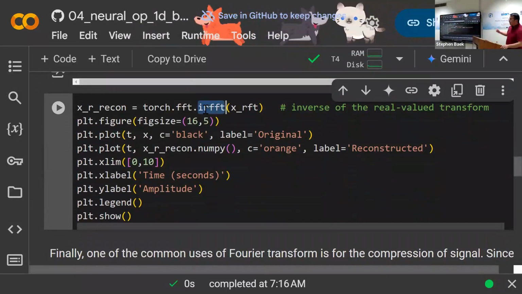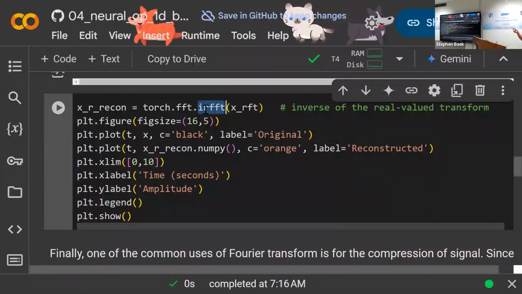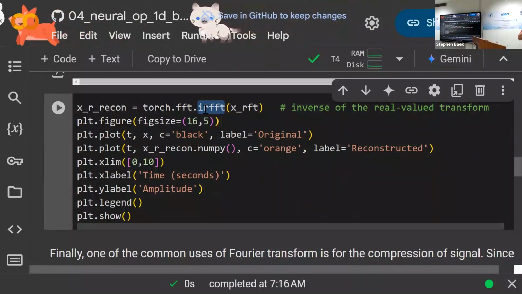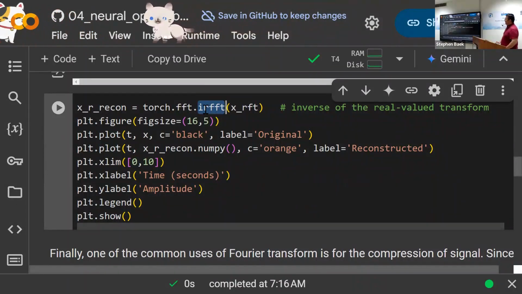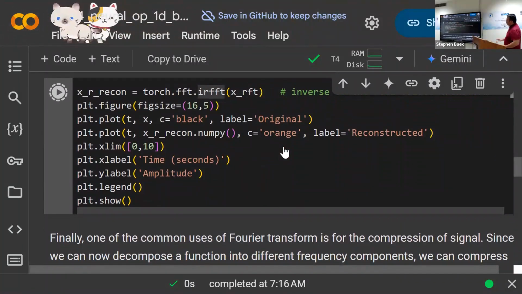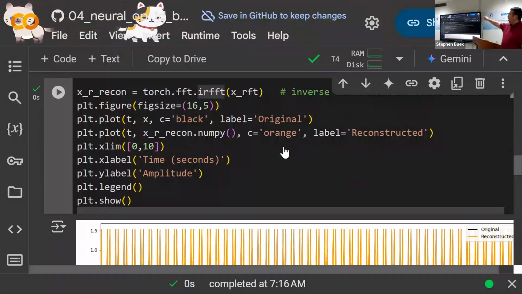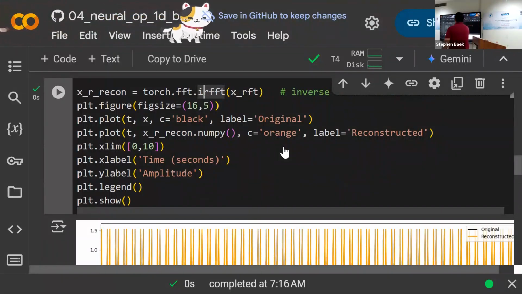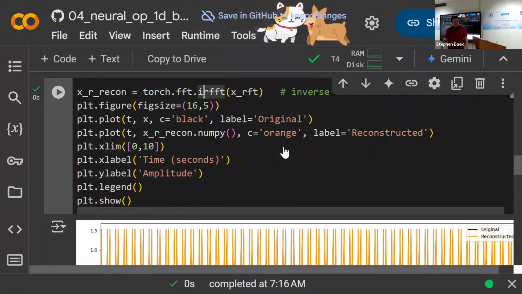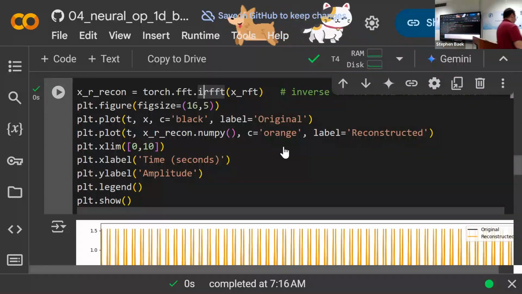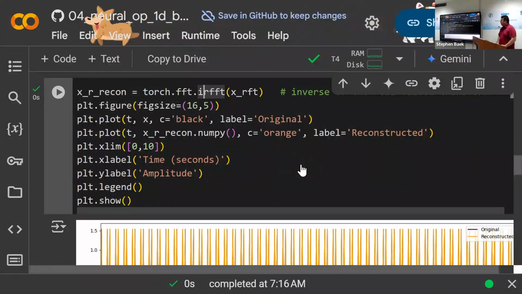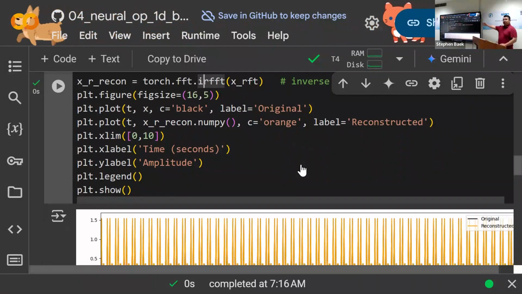Similarly, the RFFT, the real valued Fourier transform, has the inverse. That's called the IRFFT. So the inverse of the real valued Fourier transform is defined under IRFFT. And what you do here is simply throw in the Fourier coefficients, and then taking those Fourier coefficients, you can reconstruct the original signal. So as you can see, it's very straightforward to use.